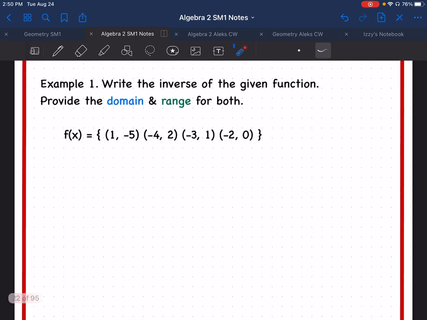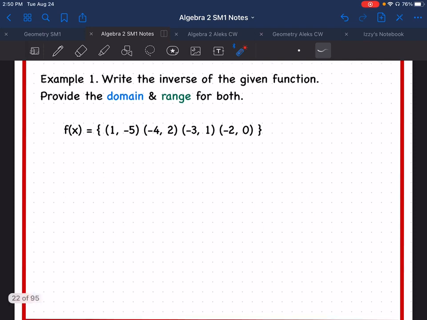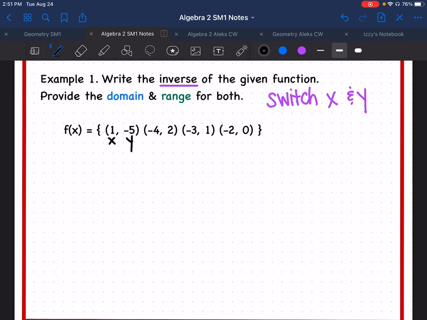We're going to write the inverse of the given function, and then we're going to provide the domain and the range for both. When I have to do the inverse of a function, all I simply have to do is switch my x and my y. That's all I have to do. Now this function is a set of ordered pairs. So I'm just going to put x and y, x and y. Remember, every ordered pair has an x and a y value. And so I'm going to label that in the function.